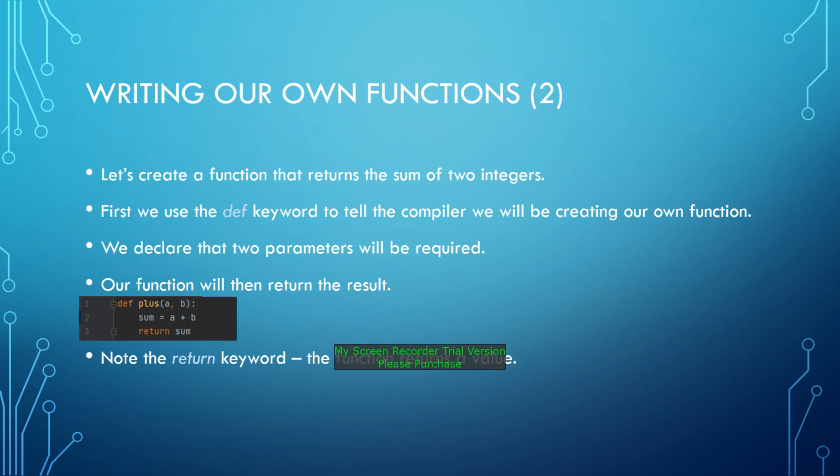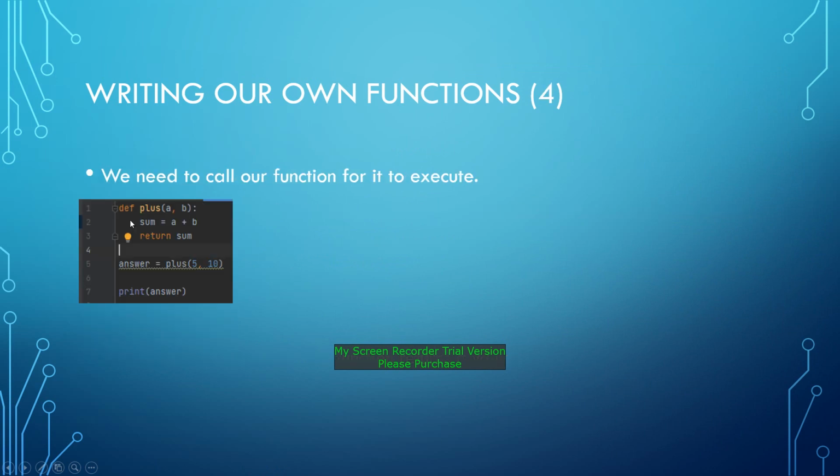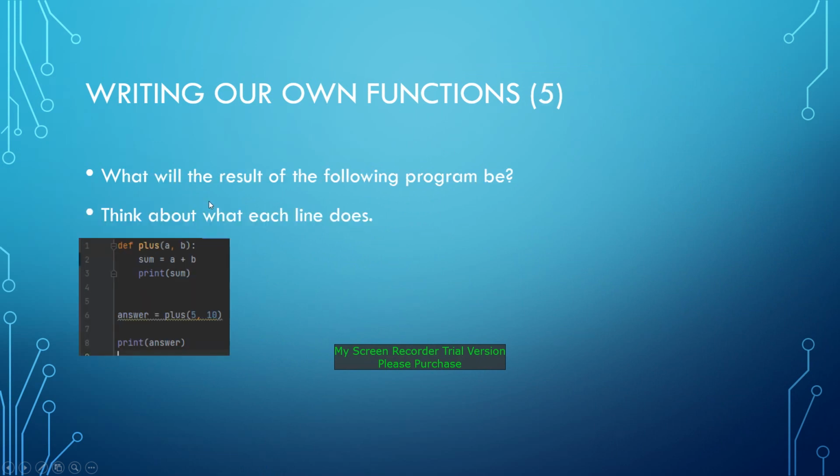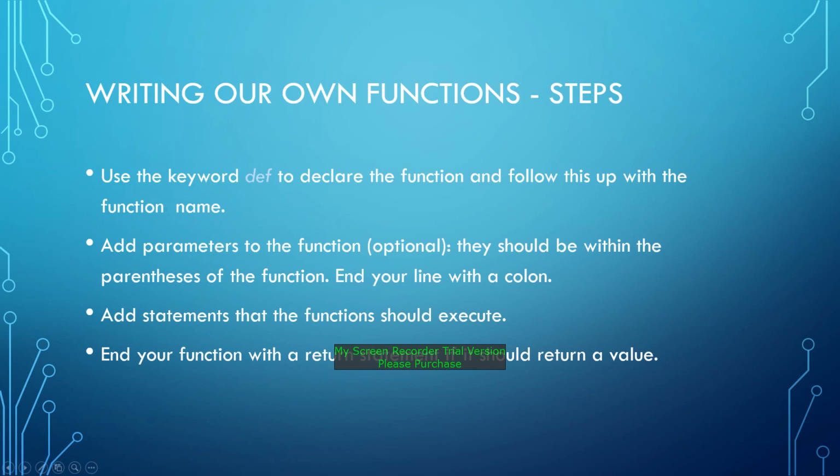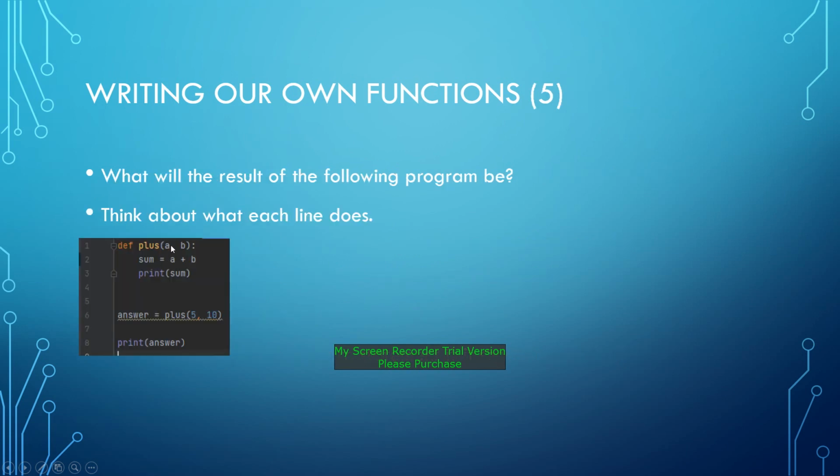So as I just explained, what happens when we run our code? Nothing happens. We have to assign, when we return, we have to assign the value to a variable. All right, so the steps on creating our own functions. First, we use the def keyword to declare the function and follow this up with the function name. We add parameters to the function. That is optional. They should be within the parentheses of the function, and you end your line with a colon.